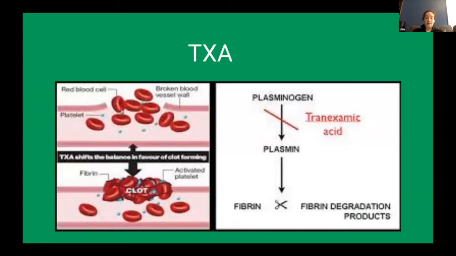TXA is an antifibrinolytic agent that inhibits plasminogen activation and is really good for bleeding, specifically in dental post-extraction bleeding, epistaxis, vaginal bleeding, patients with severe trauma that are also having bleeding. And it can be given either nebulized, systemically, or even topically.